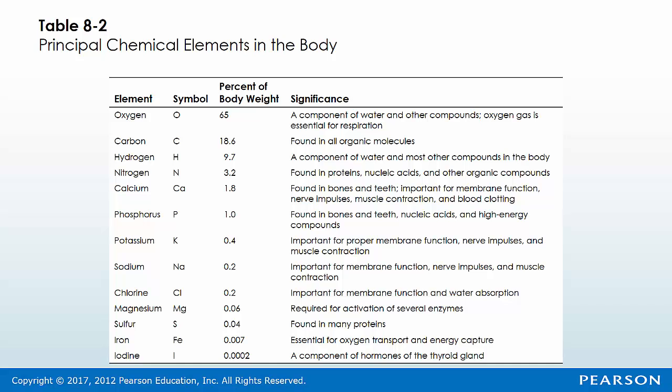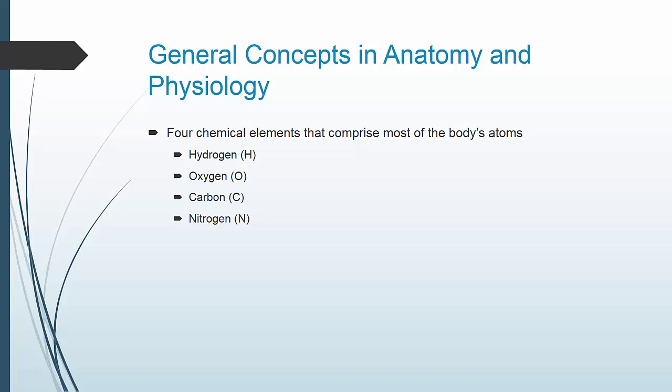You have quite a few chemical elements within the body, but you have 4 primary chemical elements that compose most of your body's atoms, and these are going to be hydrogen, oxygen, carbon, and nitrogen.